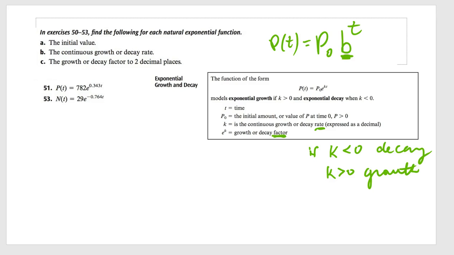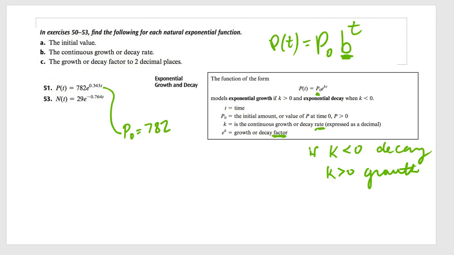Okay, so let's look at problem 51. 51a says, what is the initial value? We can see clearly that the initial value is still that y-intercept. It's that a, the value in front of the exponential. So our initial value would be 782.